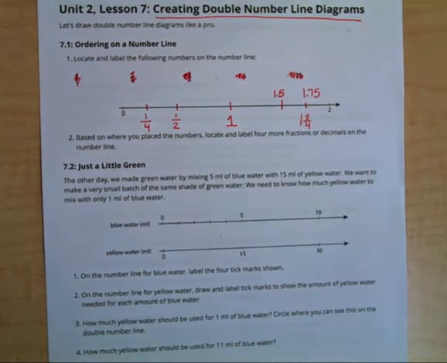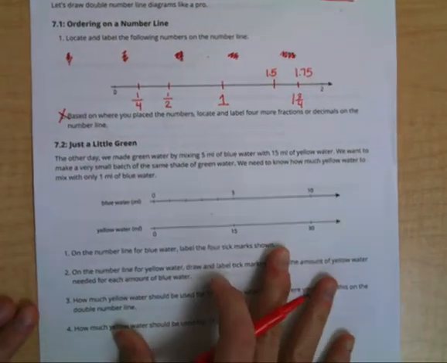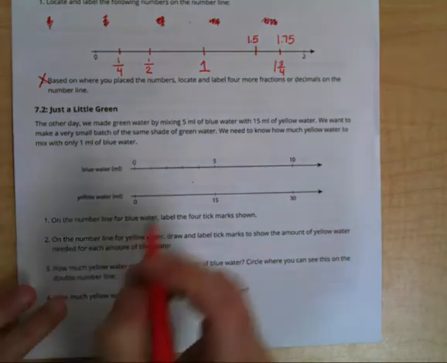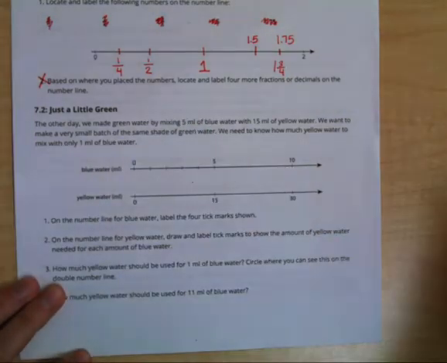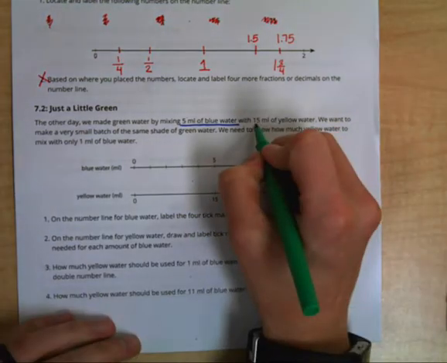Okay, we are going to skip number 2 and go down to the first activity. It says the other day we made green water by mixing 5 milliliters of blue water. I'm going to get my blue pen for you guys. And 15 milliliters of yellow water. We'll do that in green.